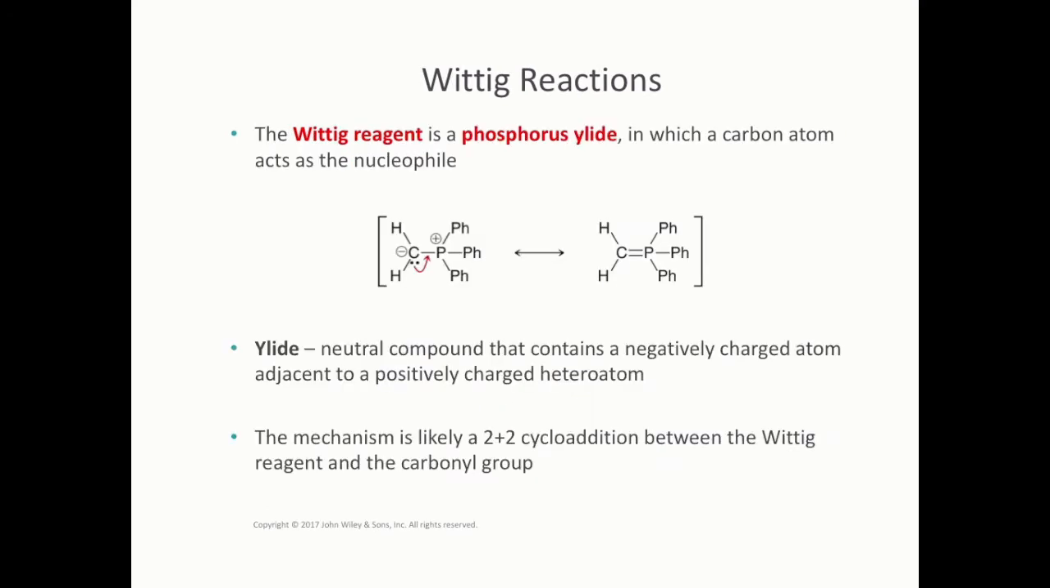So let's talk about the Wittig reagent. It's something called an ylide, and in particular it's a phosphorus ylide. So an ylide is defined as a neutral compound that contains a negatively charged atom adjacent to a positively charged atom. So it's overall neutral. So here in the Wittig, we have a negatively charged carbon adjacent to a positively charged phosphorus. And there are two resonance structures.